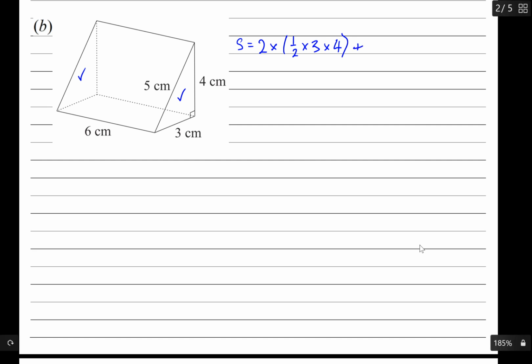Okay? I've now got 3 other faces to deal with. There's the one down the bottom here, that is 3 by 6. I've only got one of those. I've got the one at the back, this one, that's 4 by 6. And the last one is the biggest face here, this one, and that is 5 by 6.